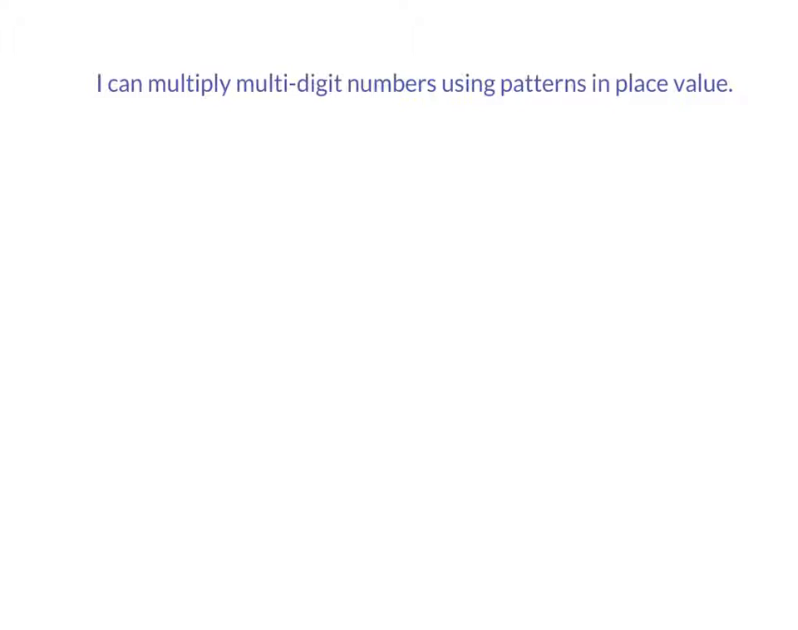Our objective today for the first lesson in Module 2 for 5th grade is that I can multiply multi-digit numbers using patterns in place value. So it's important to know we're only using whole numbers today, so there's no decimals and no fractions.